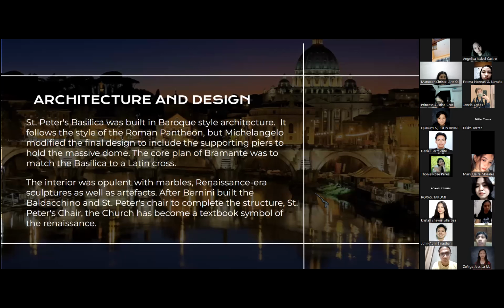The core plan of Bramante was to match the basilica to a Latin cross. So yung design po ng St. Peter Basilica po is Baroque architecture. So recall, ang Baroque style architecture po is originated po siya in Italy noong 17th century po. It is characterized by free sculptural use of classical orders and ornament. Sa Baroque kasi, ito yung maraming interpretation sa mga spaces and nilalagyan ng sculptures, paintings, at mga decorative arts.